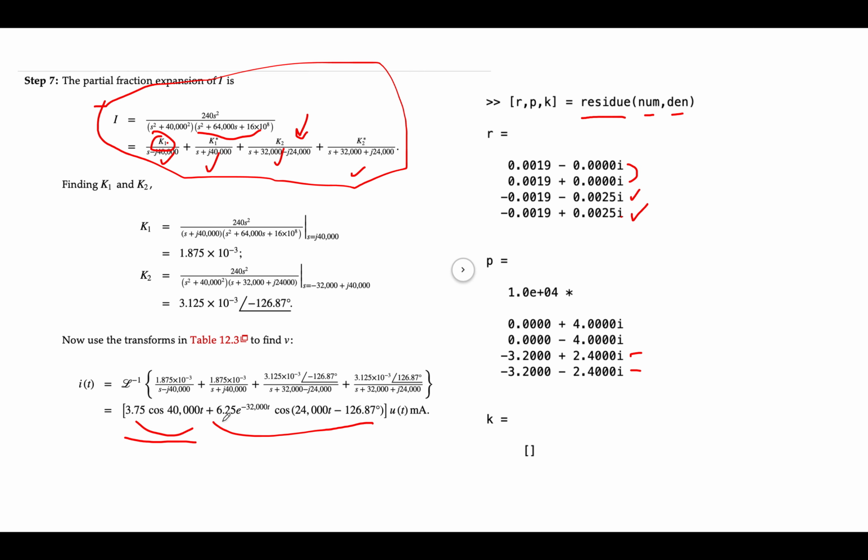And then here is your natural response. So this part is a function not of the source, but only of what's in the circuit. And so the natural response here of this RLC in this particular case is an exponentially damped cosine function.